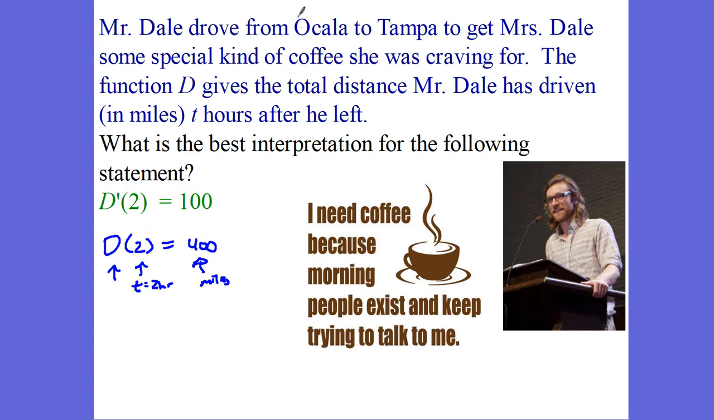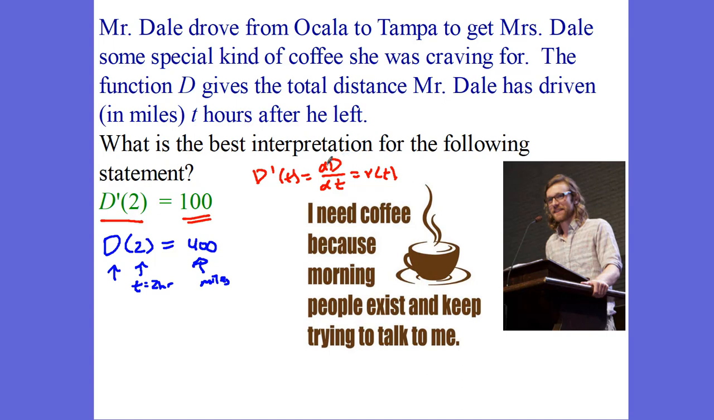But what does d prime of 2 mean? Well, remember, what does the derivative mean? The derivative means the change of that distance over the change in time. Another way to write d prime of t would be the change of your distance over the change in your time, which you would call the velocity function. Okay, the velocity function, or speed in some way. And so the change of the distance over the change in time at 2 hours is equal to 100.